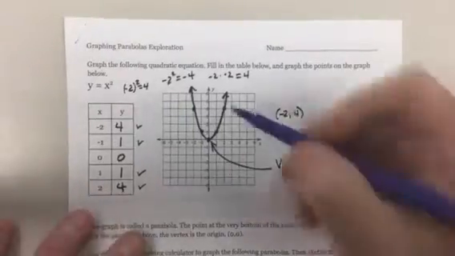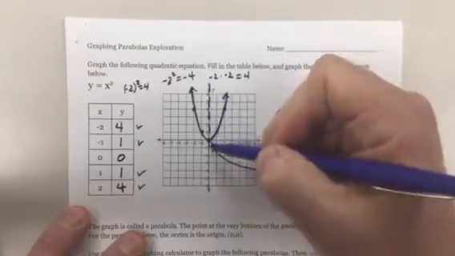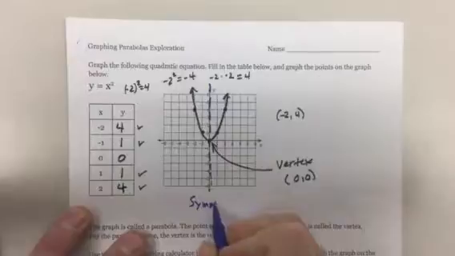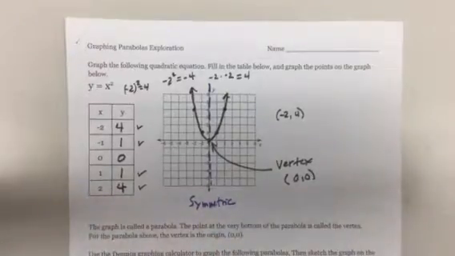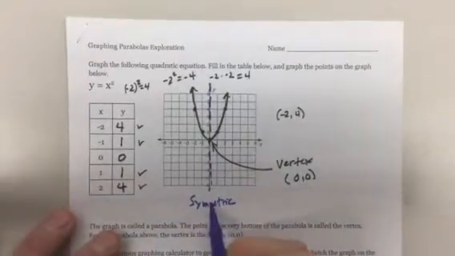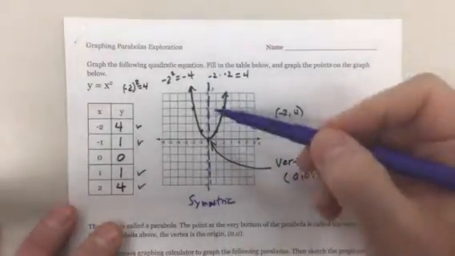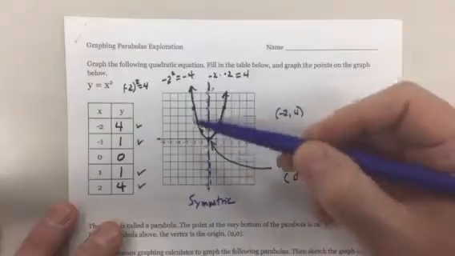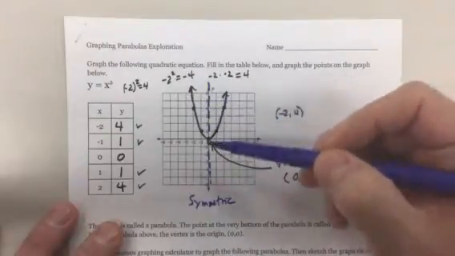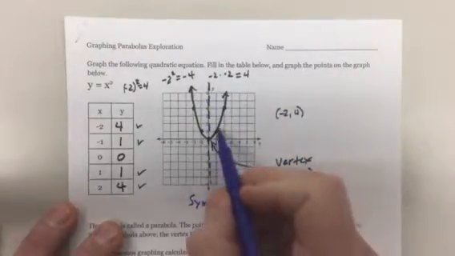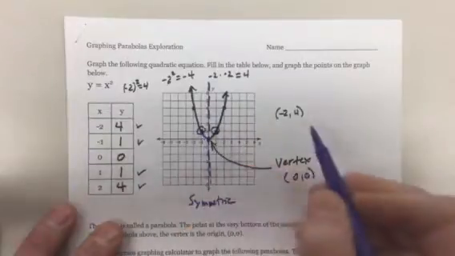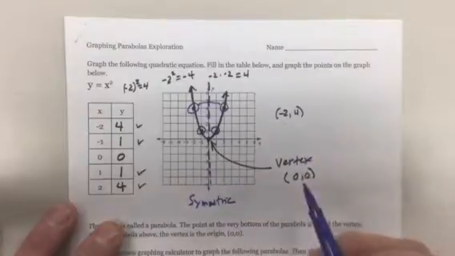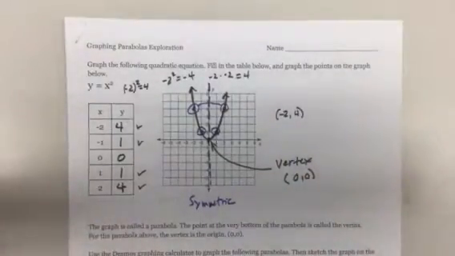Now notice with a parabola, if I cut it in half right down the middle, it's called symmetric. Okay? One M in symmetric. And that simply means if I folded this paper in half, that the graph matches up on both sides. So if there's a point over here, there has to be a point over here in the same spot. And if there's a point over here, there has to be a point over here in the same spot. They are symmetric.